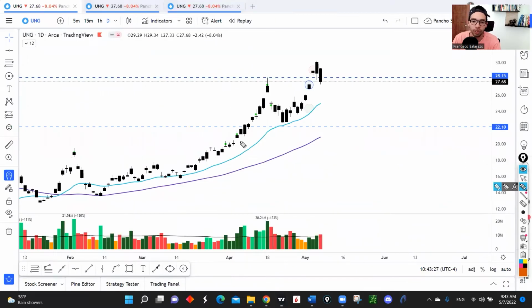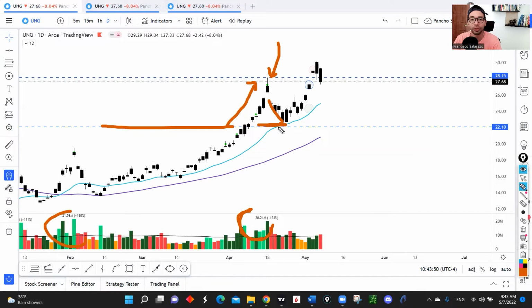So right here, as you can see, we have UNG. UNG has been a momentum stock, going parabolic, with a lot of volume coming into the stock. We broke out from this level, we went higher, and we had a reversal candle on really high volume, which signaled a lot of selling. Then of course we had a pullback into the 21 exponential moving average. Then we had a shelf and a breakup higher.